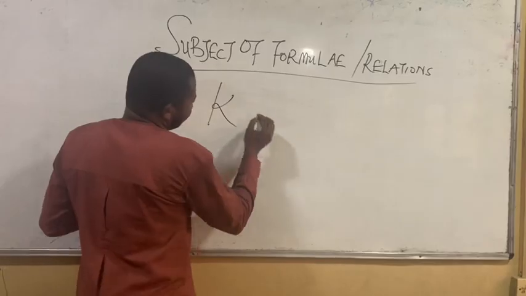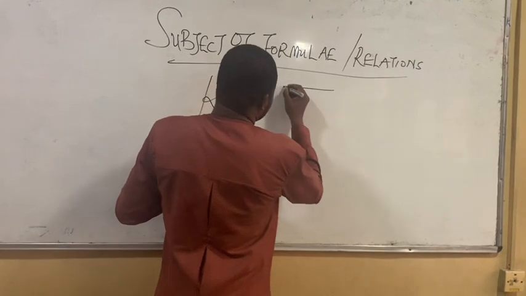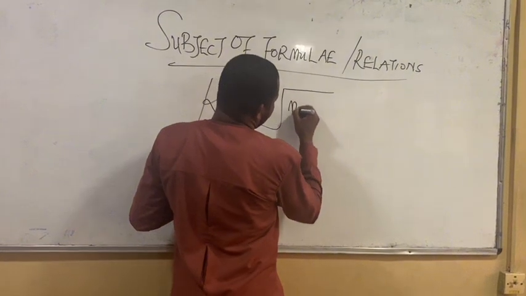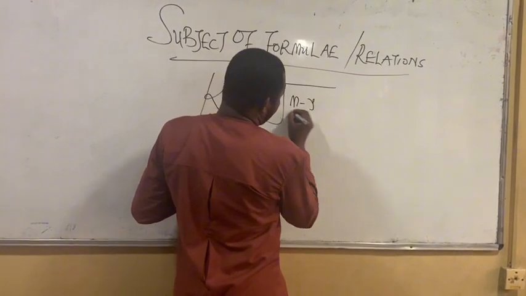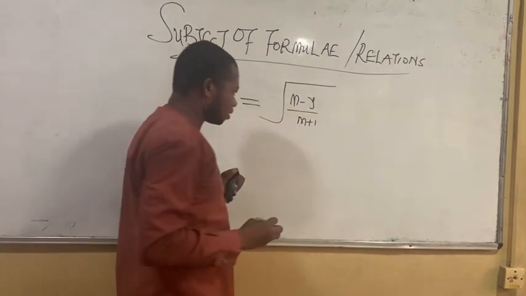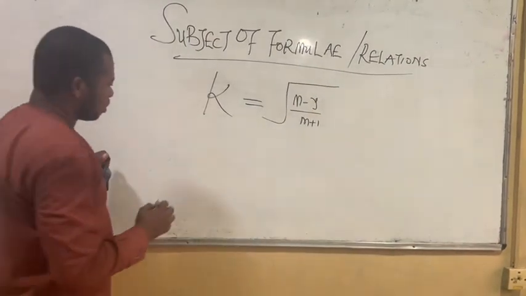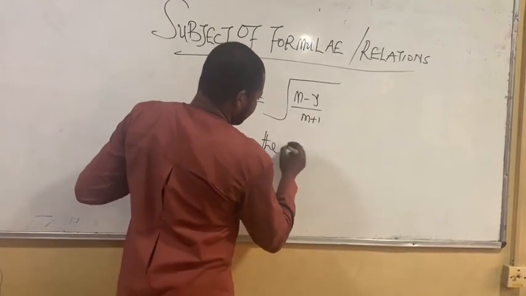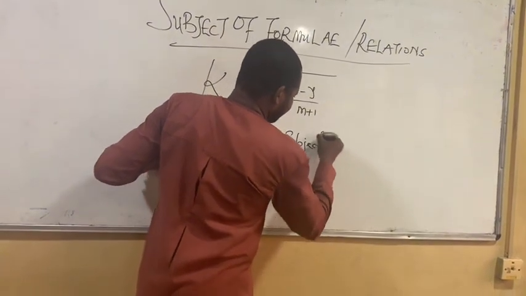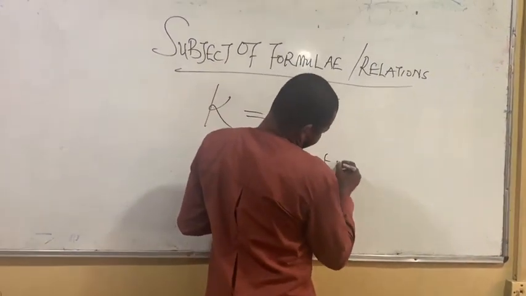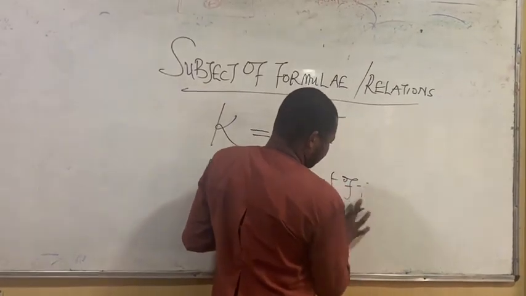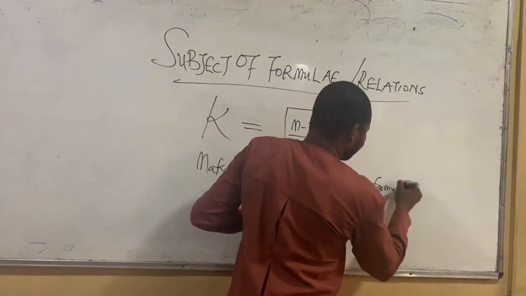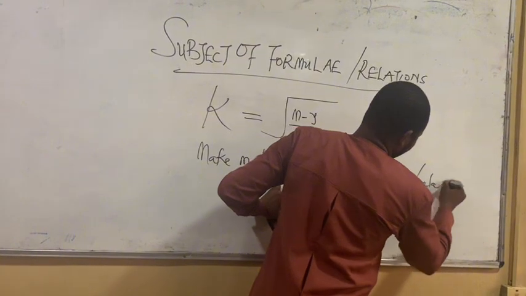Say K is equal to the square root of m minus y over m plus 1, and you are asked to make m the subject of this formula, subject of the formula. Okay, we have a formula here already. Either you call it formula or you call it relation.